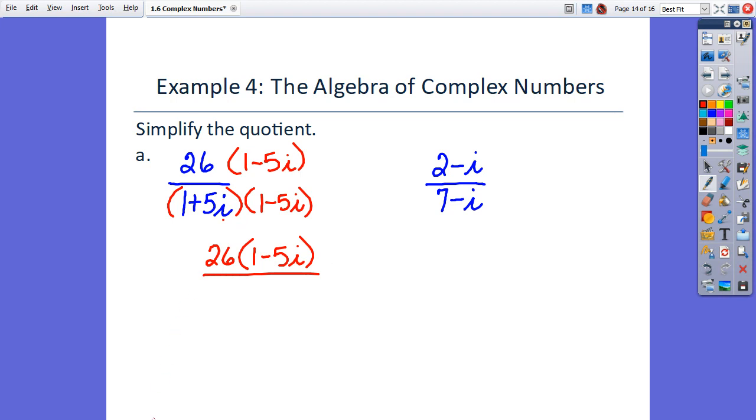Because remember, we had some problems where the factor in the numerator and the factor in the denominator were the same, and we can cancel it vertically. So let's see what happens. Again, these are conjugates, so I can FOIL this.